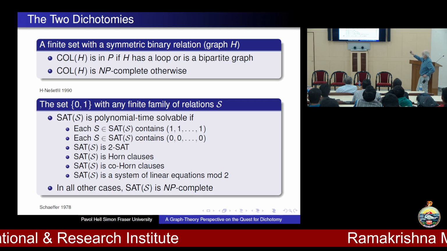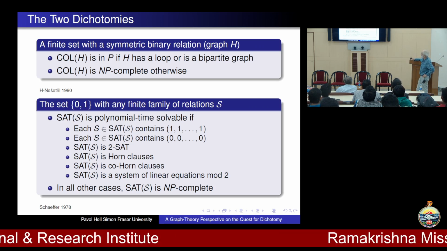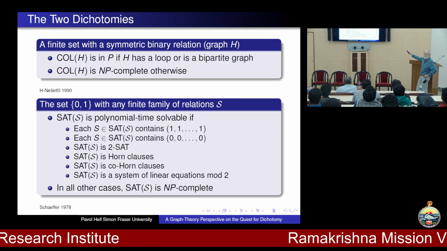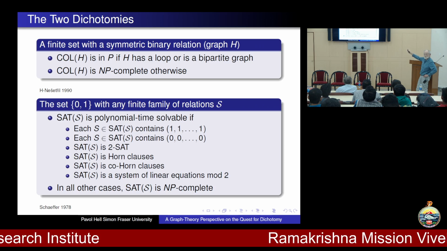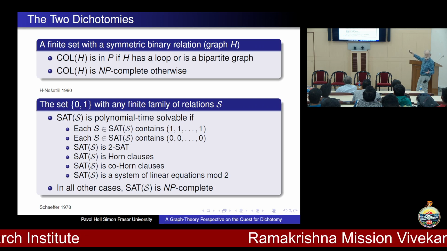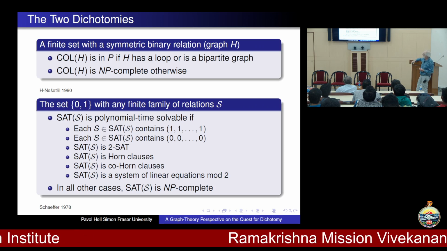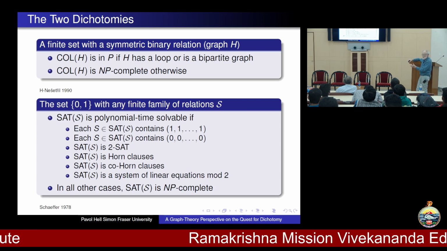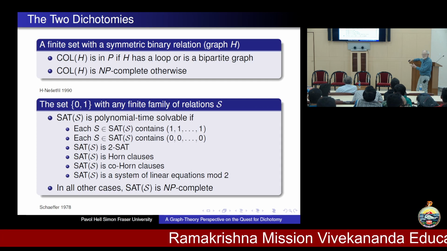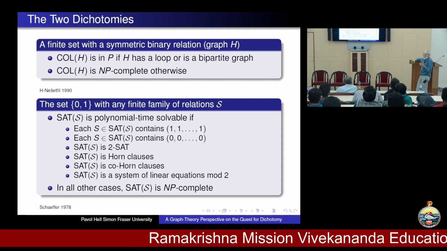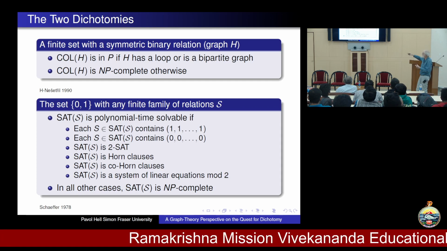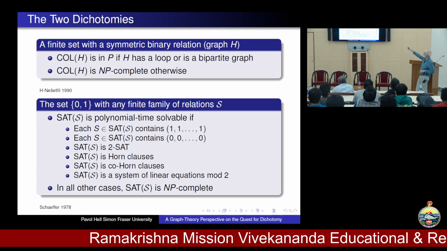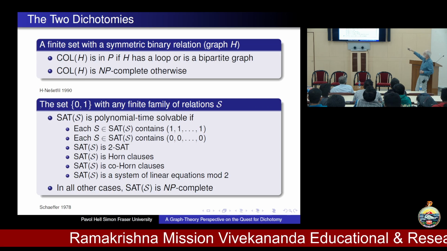So in the first case, you have one symmetric binary relation, which is the graph H. But it's not on 0, 1, it's on the vertices of H. So you have only one relation, but the ground set is arbitrary. In Schaefer's result, you had any number of relations, but the ground set is only 0, 1. So again, play the difference, just the context, not the answer.